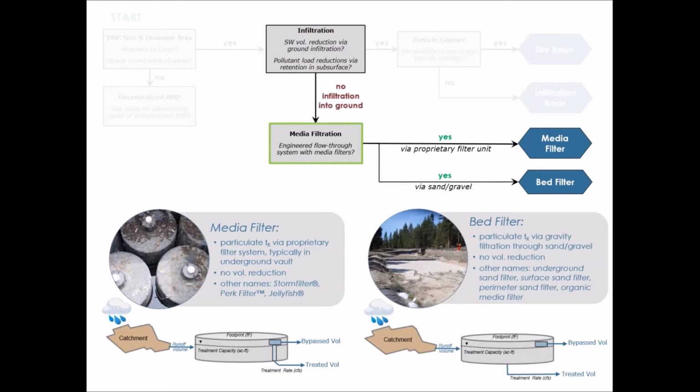If stormwater filtration is not via a proprietary filter unit, for instance if it's just through a medium of sand or gravel, then the BMP is classified as a bed filter. Bed filters are typically installed subsurface and use gravity to filter stormwater through a sand or gravel media. All volumes are captured in an underdrain and carried downslope, so no volume reductions occur.